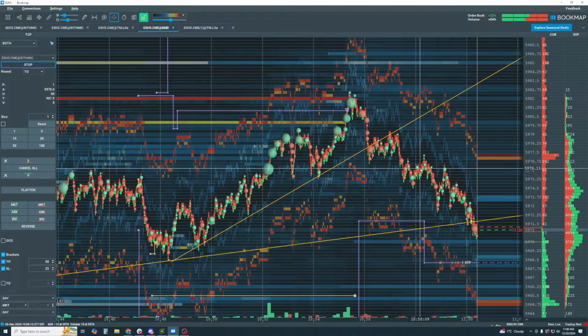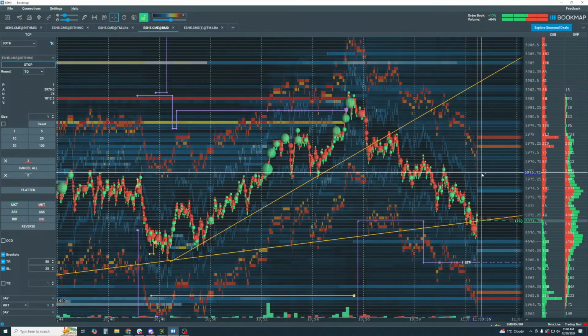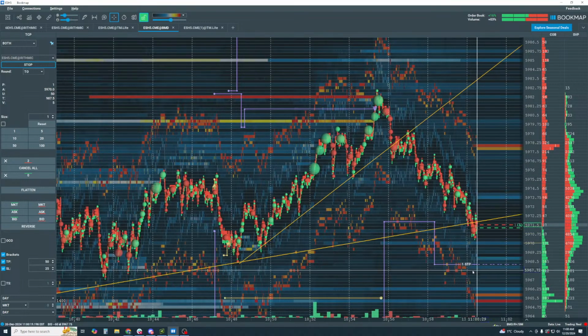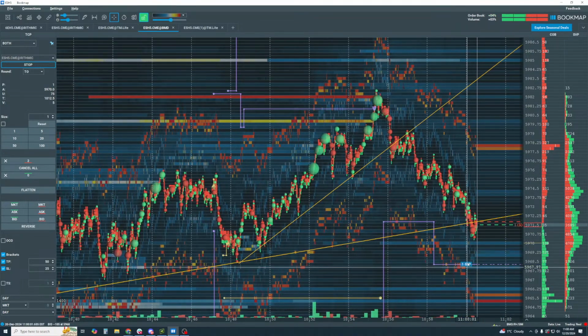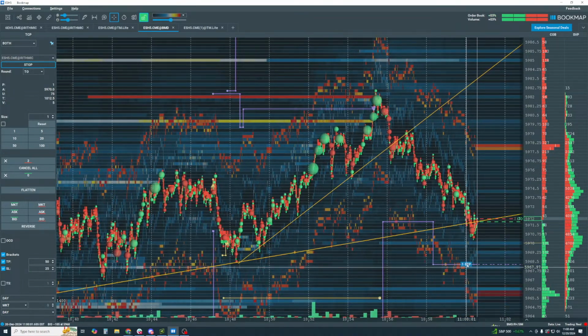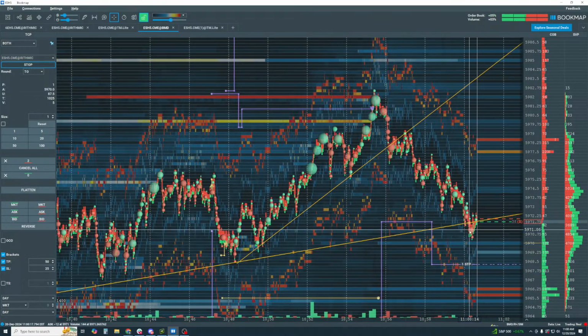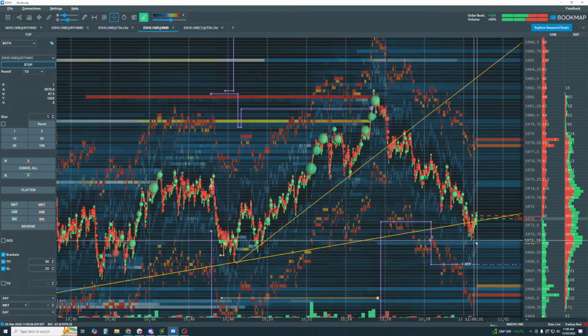Guys, this is very typical this time of day, 11 o'clock. Now the question is, how do we want to manage our take profit or our stop loss here? I'm actually looking to add into this down at these levels in here.